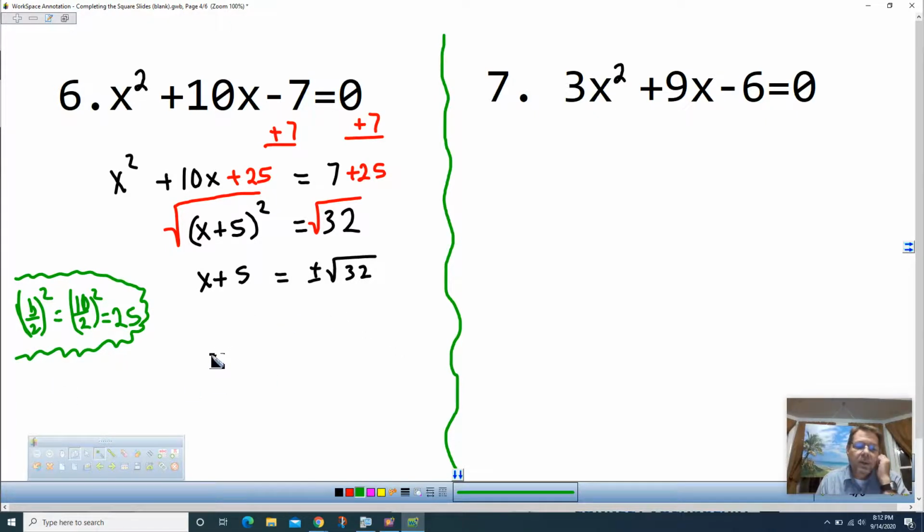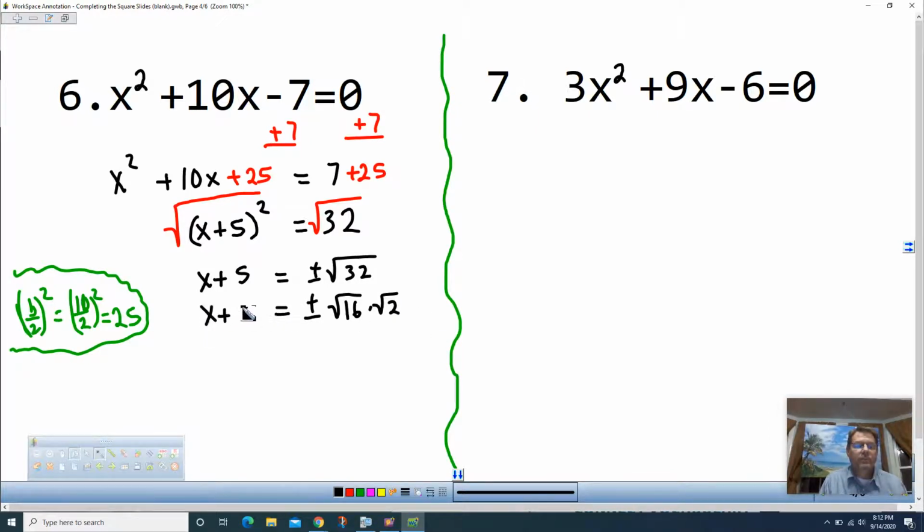All right, kind of put that off to the side. Let's break down our 32. So this is plus or minus, let's see. Oh, 2 times 16. Doesn't 16 go into 32 twice? Yeah, and 16 is a perfect square. Isn't that good? So square root of 16 times the square root of 2. That's still 32. Good. That'll work out nicely.